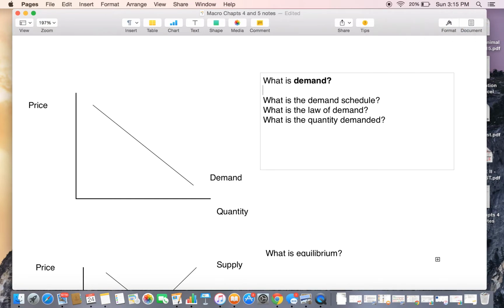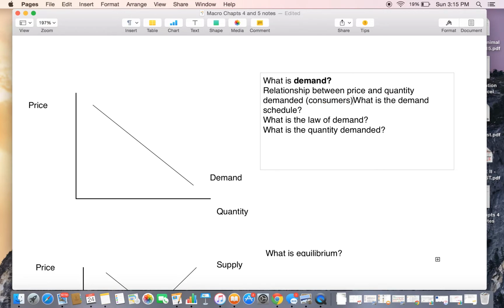But what is demand? Demand is going to be looking at not the producer's perspective, but instead it's going to look at the consumer's perspective, something we might be able to relate to more easily. So the demand is a relationship between the price and the quantity demanded by the consumer for a certain good or service. So the relationship between price and quantity demanded. And I would say this is from the consumer's perspective.